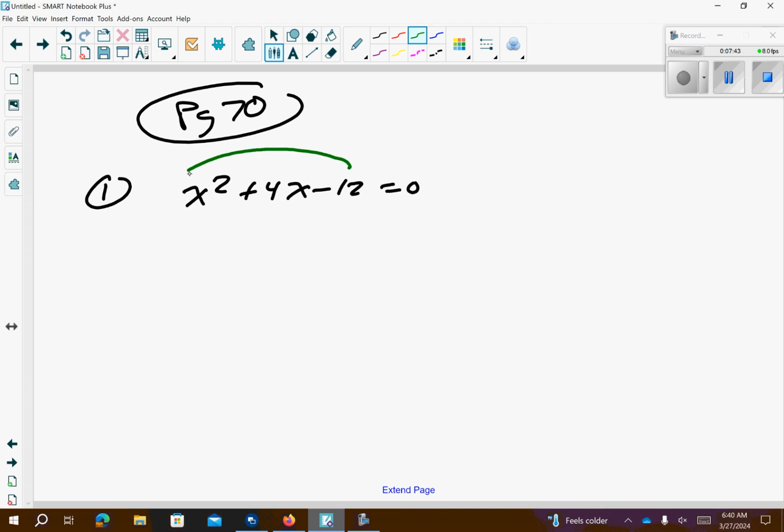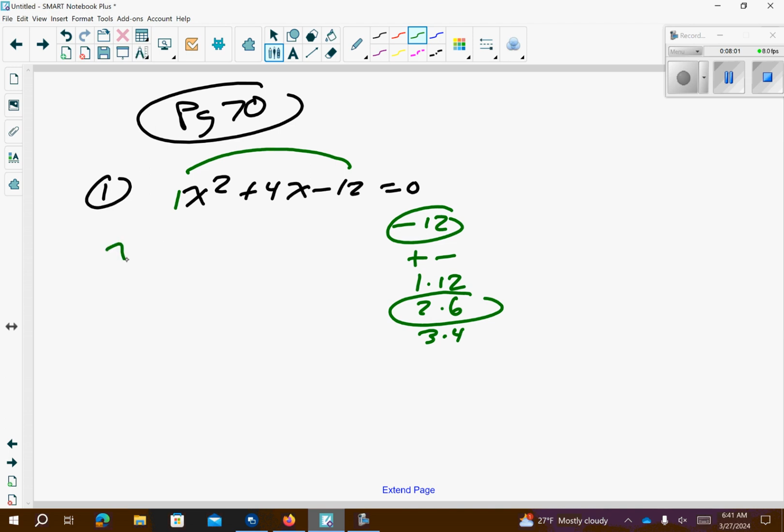So let's multiply those together. Remember there's a 1 there, so that gives me negative 12. That means I have a positive and a negative component here. So 1 times 12 gives me 12, 2 times 6, and 3 times 4. One of them's got to be positive, one's got to be negative, so the 2 and 6 are going to work. So I'm going to have a positive 6x and a minus 2x, equal to minus 12. That would have given me my 4x.